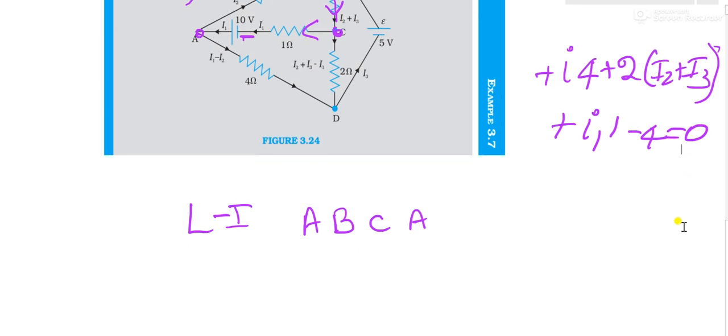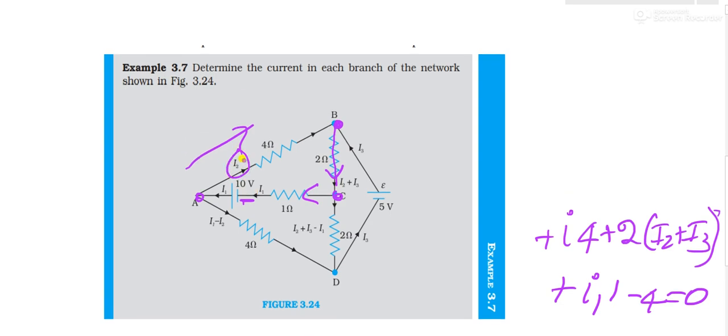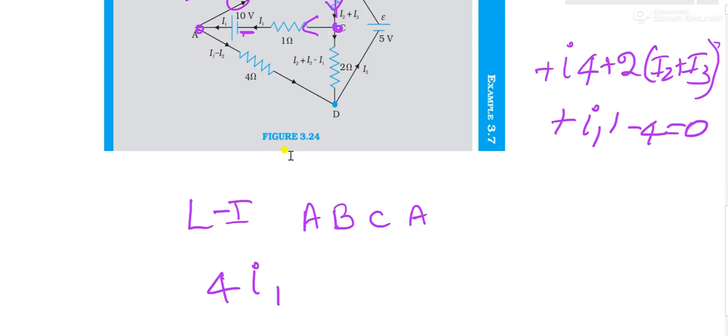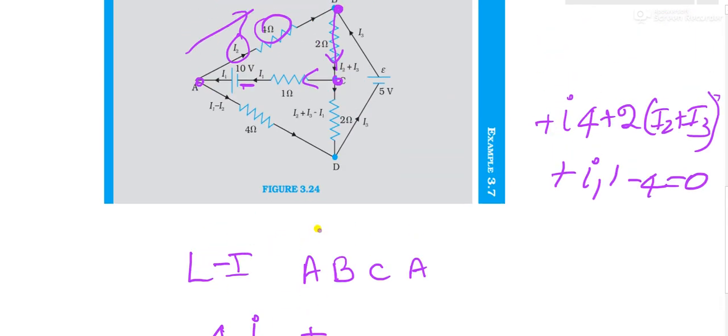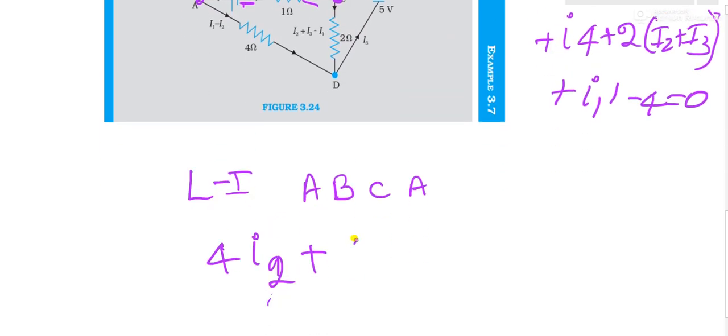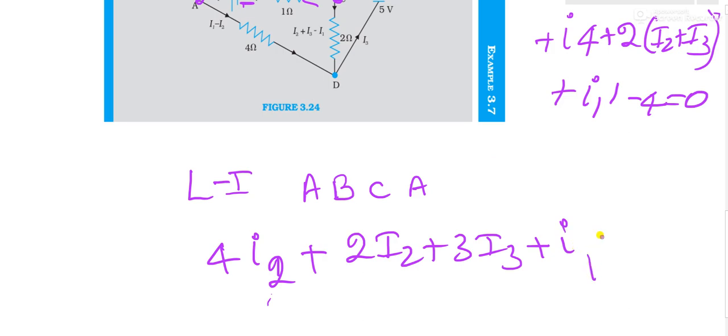If you know how to write the equation, you can easily solve. So 4 times I2, plus 2 times I2 plus 3 times I3... plus 1 times I1. This minus, I have taken to that side, is going to be 4 volt.